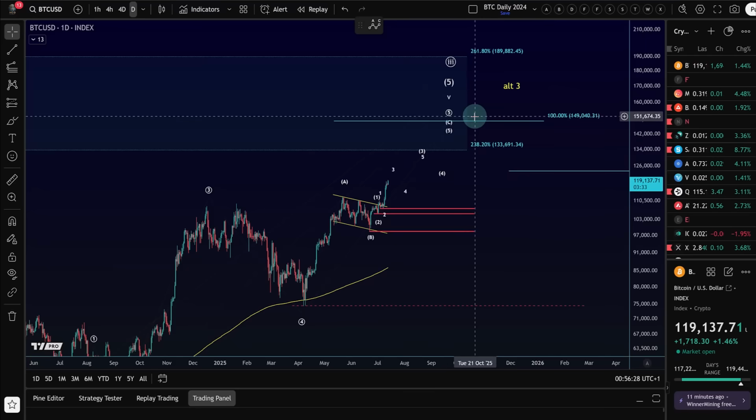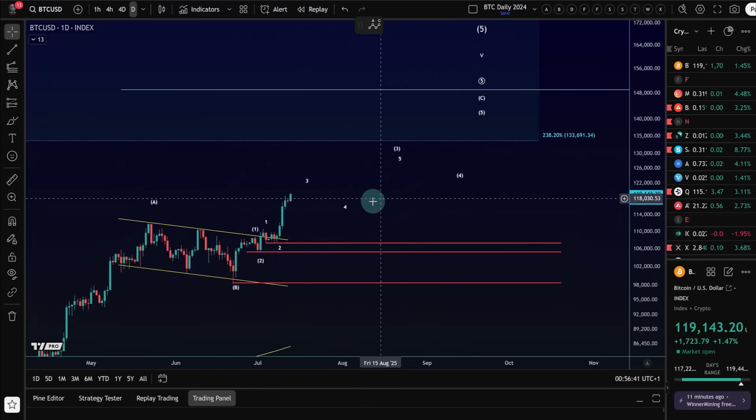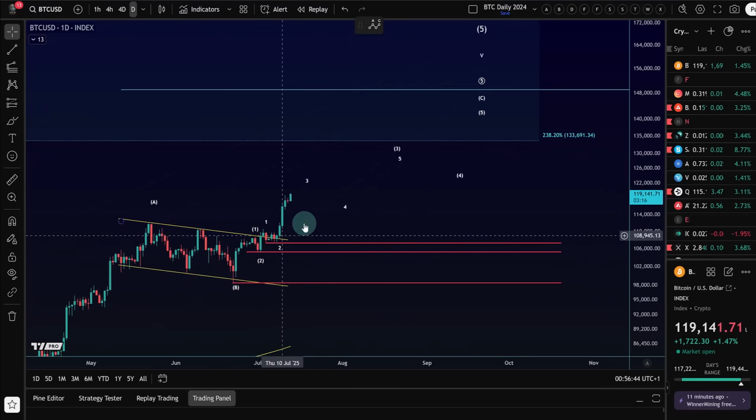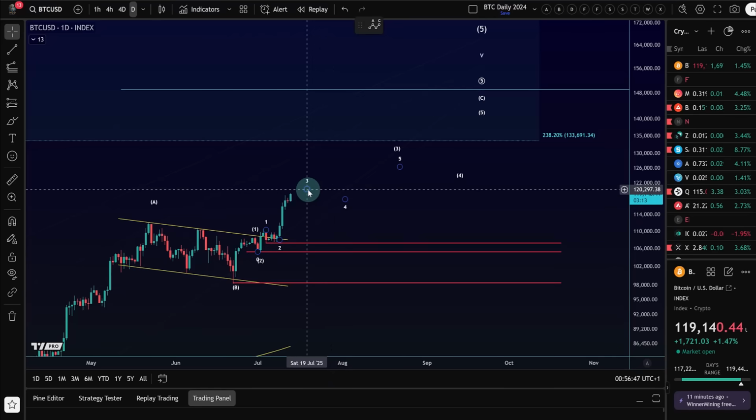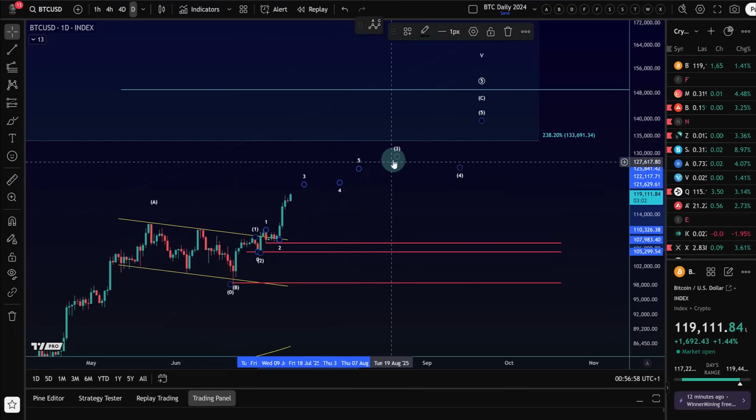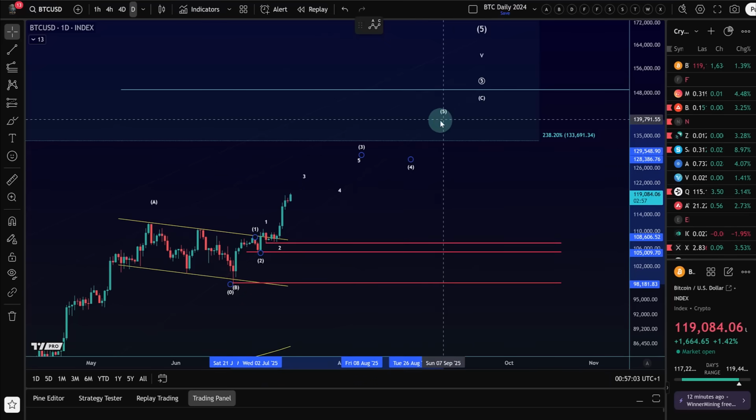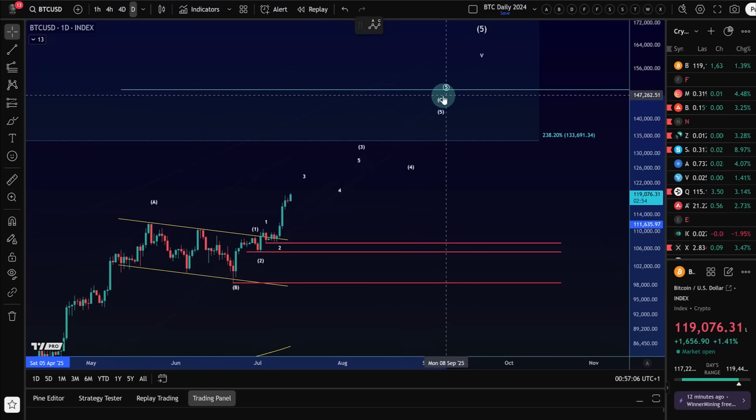So we'll essentially see how the microstructure now forms. The overall idea is that we are working on a C wave to the upside and should move towards 130K. Please note that if this wave count is correct, then we are about to complete this third of a third wave, and we are going to enter the messy zone, okay? Because next would be a fourth wave, then a fifth wave can be messy, of a third wave, then another four, messy, and a fifth, messy, yeah? So we're about to enter the difficult zone.